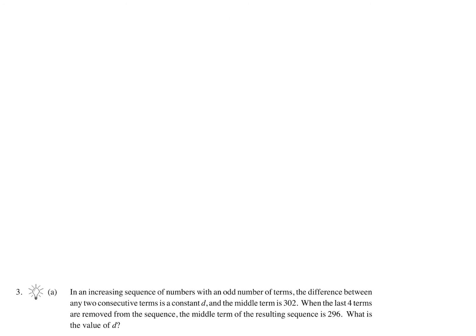Okay, so we have a sequence where the difference between any two consecutive terms is a constant d. So if this is the first term, a, the next term will be a plus d, the next term will be a plus 2d, and so on, a plus 3d, like that. So this is the first term, second term, third term, and we're going to go all the way up to the kth term, okay? And the kth term will be a plus (k minus 1)d, right? Because look at the coefficient of the d, it's always one less than the term number.